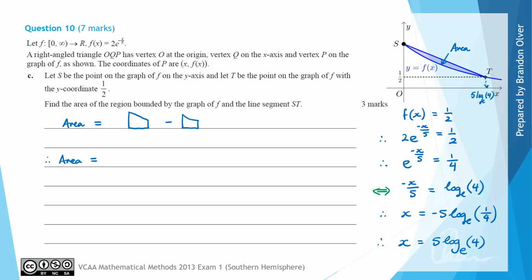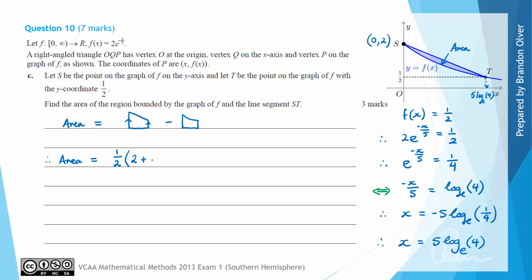Now we can get back to our area calculation. We know the area of a trapezium is a half times the two parallel sides added together. In this case it's going to be 2, because we can find that this point S is (0, 2) by subbing 0 into the graph of f of x.